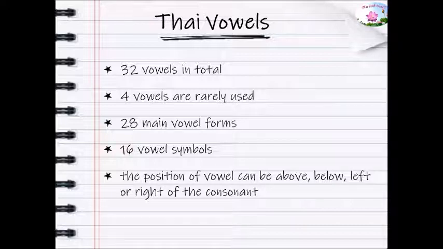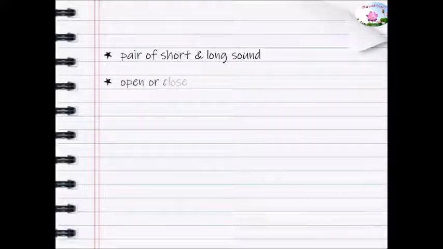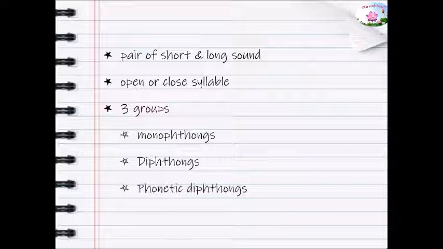Unlike other languages, in Thai, the position of vowels can be above, below, left, or right of the consonant. Thai vowels are represented in pairs of short and long sounds.